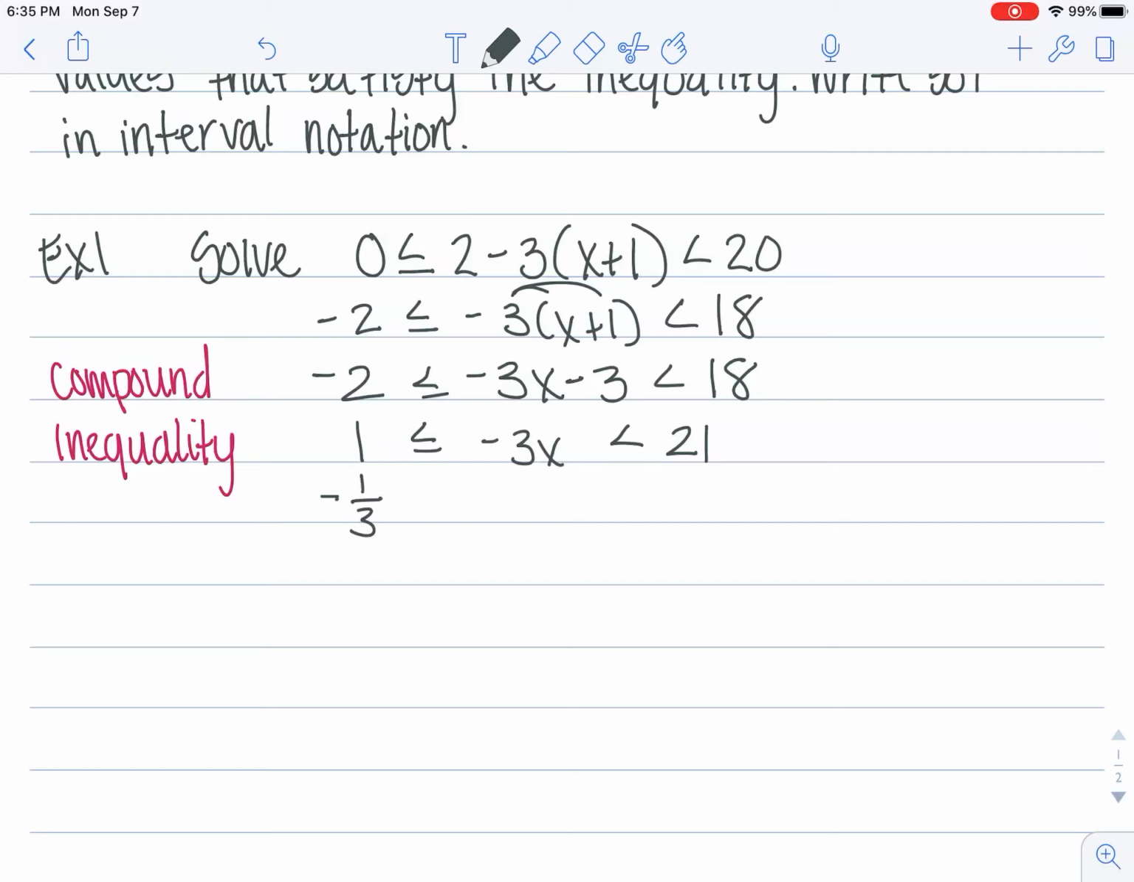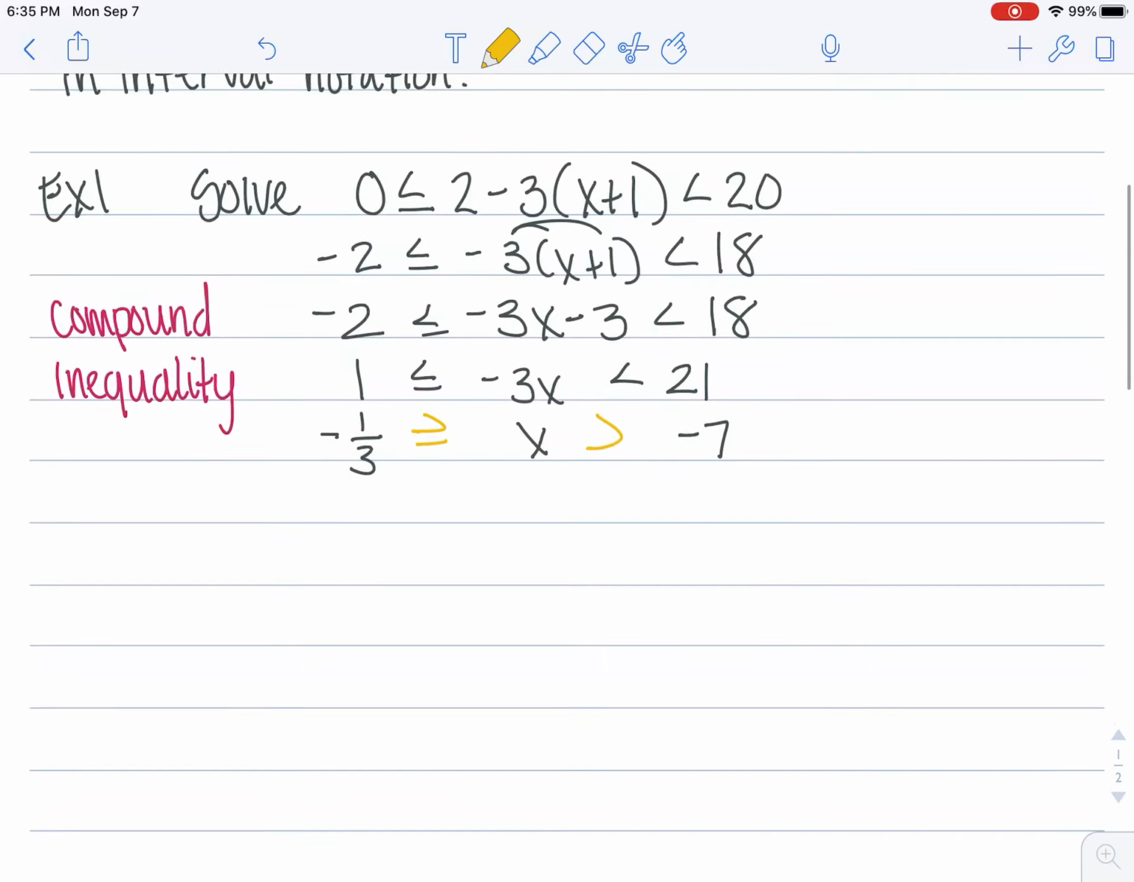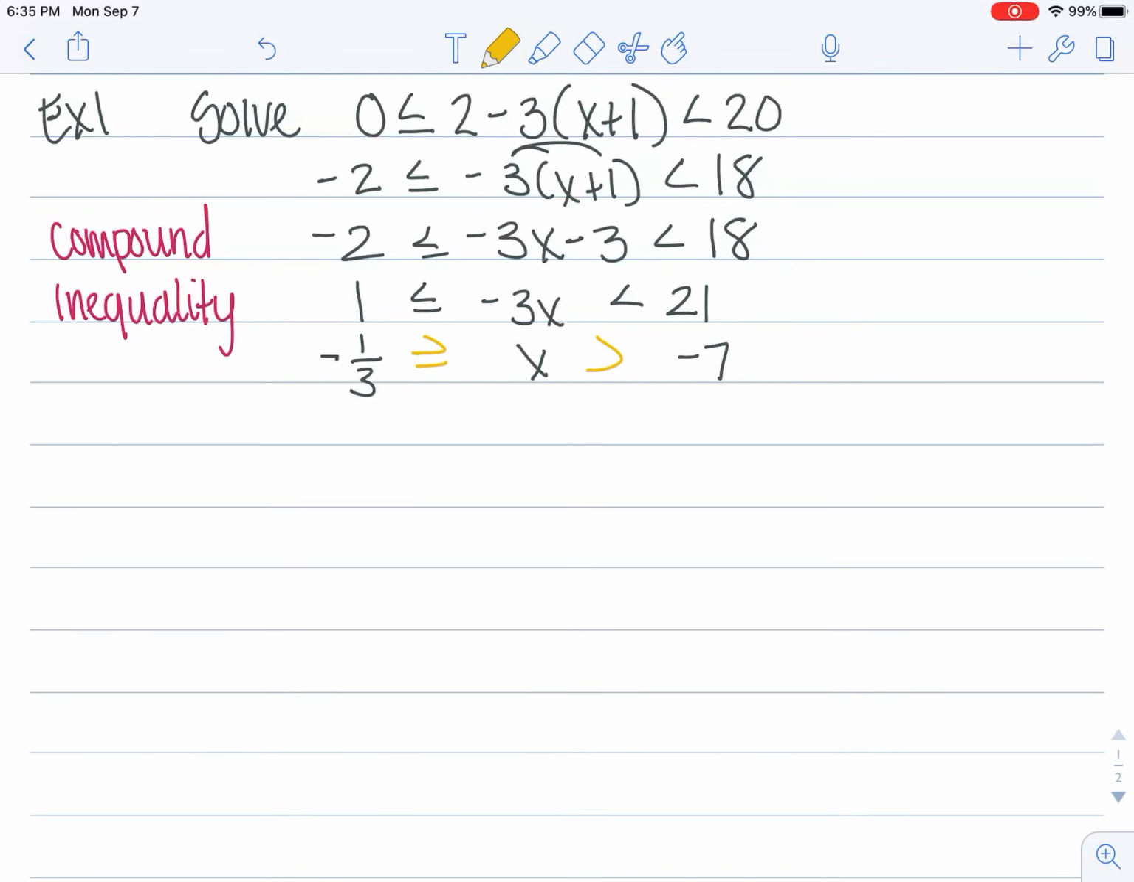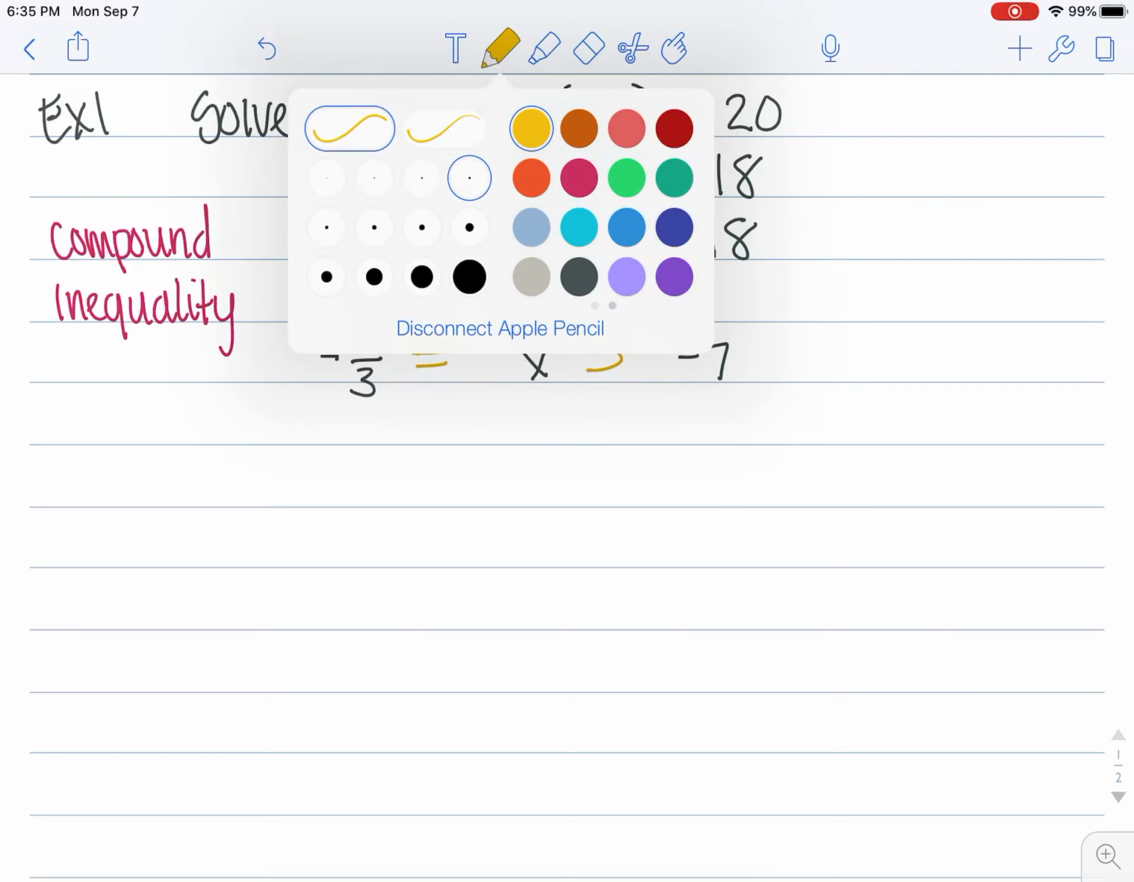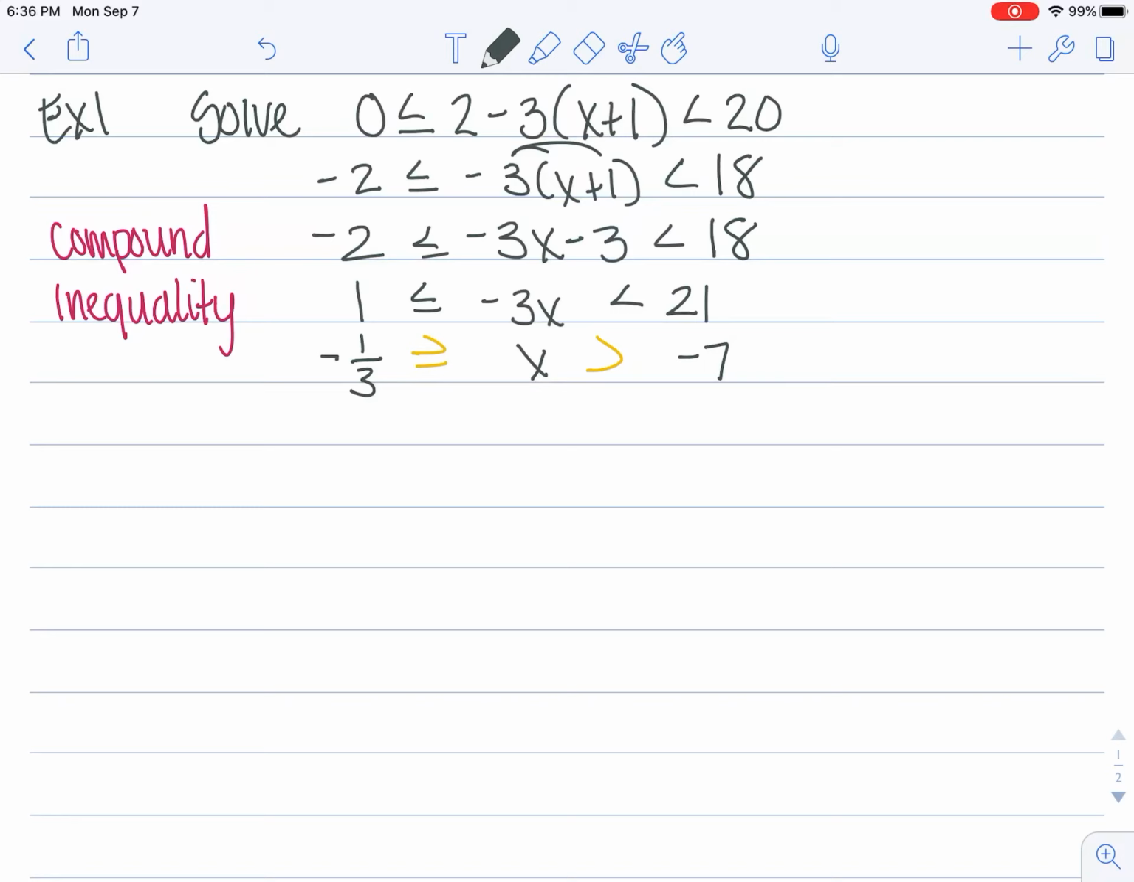Please do not forget to do this step, guys. When you divide or multiply by a negative, you have to remember to flip the signs. Please, please, please. Okay, I'm going to rearrange this, right? Because usually how we write it is the minimum value goes first. That's the proper notation. Make sure you do that. So negative 7 less than x less than or equal to negative 1/3. Okay, so here's my answer in inequality notation.